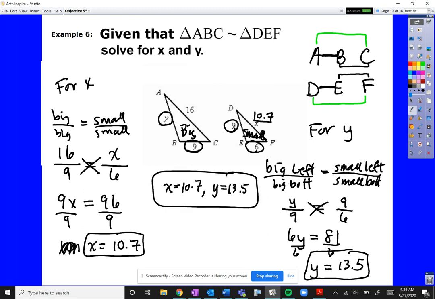This is the one that we're looking for. So we just had to set up two different proportions. Again, if you're going to do side over bottom, big over big, small over small, keep it consistent.